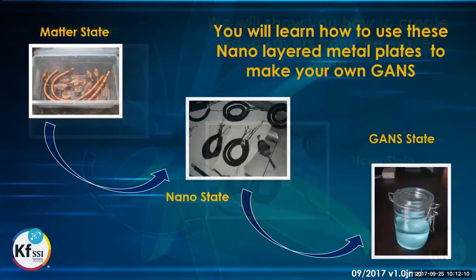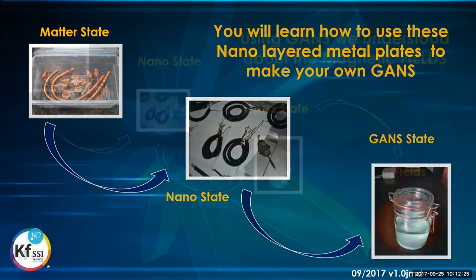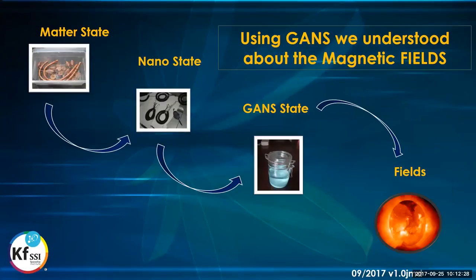We will then learn how to use these nano layered plates to start making GaNS materials. And from understanding and working with the GaNS materials, we have begun to understand that we are really working with the fields that are generated from these GaNS materials. So it's a whole process, starting from the matter state, creating the nano, creating the GaNS, and essentially now beginning to work in the fields.